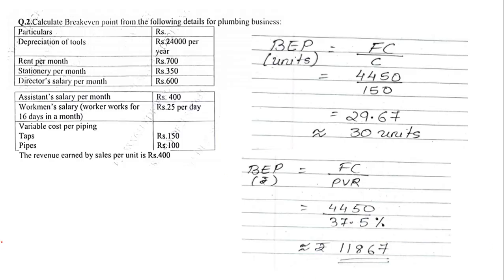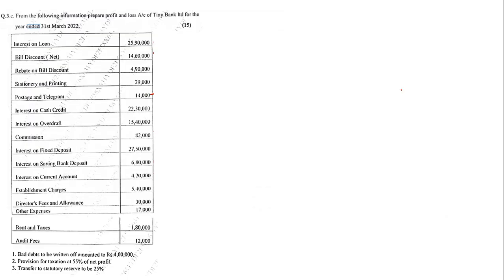So that was the first question, based on break-even point. Now the next question. I'll read the question first. From the following information, prepare the profit and loss account of Tiny Bank Limited for the year ending. They're giving you interest on loan, bill discount net, rebate on bill discount, stationery, postage, interest on cash credit and overdraft, commission, interest on FD, saving and current, establishment charges, director fees, other expenses, rent, rates, taxes, audit fees, and then they're giving you three adjustments. Bad debts is 4 lakhs, provision for tax is 55% of net profit, and transfer to statutory reserve is 25%.